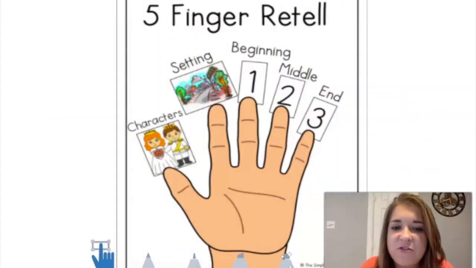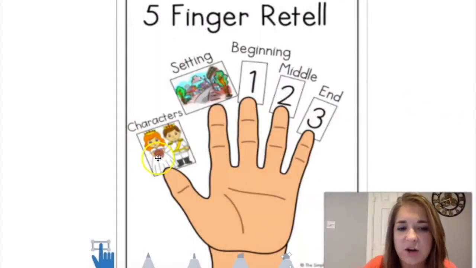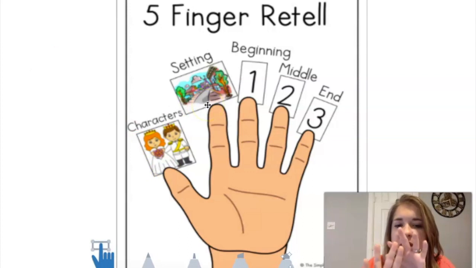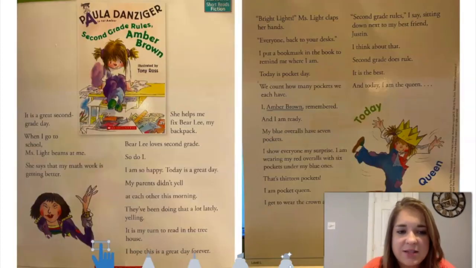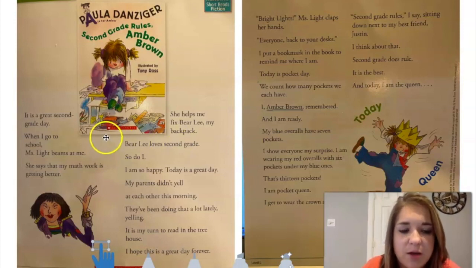They read a book and then they retell the story to themselves on their hand. They say the characters, the setting, the beginning, the middle, and the end. So today we're going to practice reading a passage and using our hand to retell a story. So here's your 5-finger retelling anchor chart with the character, setting, beginning, middle, and end labeled. So let's start reading our passage from 2nd Grade Rules, Amber Brown.